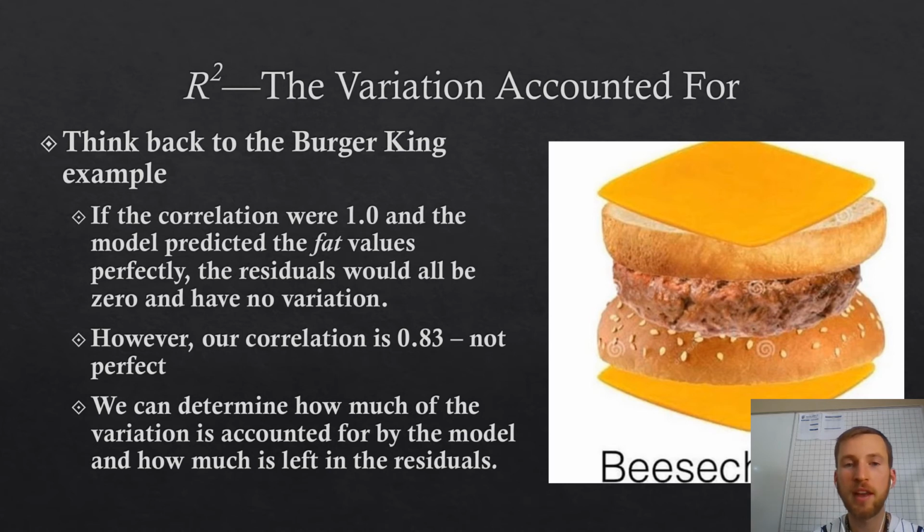One of our last topics for today is on that R squared that I talked about in the computer output, and R squared refers to the variation accounted for. So if we think back to our Burger King example, if we had a correlation of exactly 1.0 and the model predicted the fat values perfectly, the residuals would all be 0 and we would have no variation in our scatter plot. However, we saw that it was not a perfectly straight line and our correlation value was 0.83. So it was a strong positive correlation, but it wasn't a perfect correlation. So what we can do is we can determine how much of the variation is accounted for by the model and how much is left to the residuals.